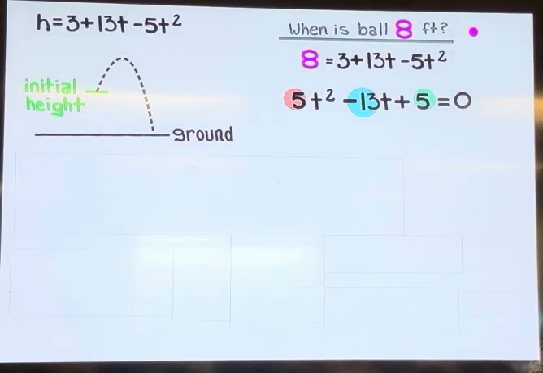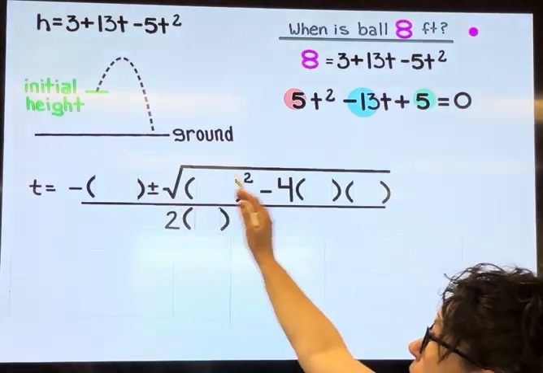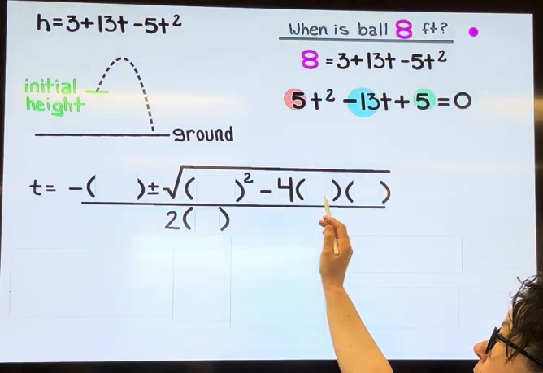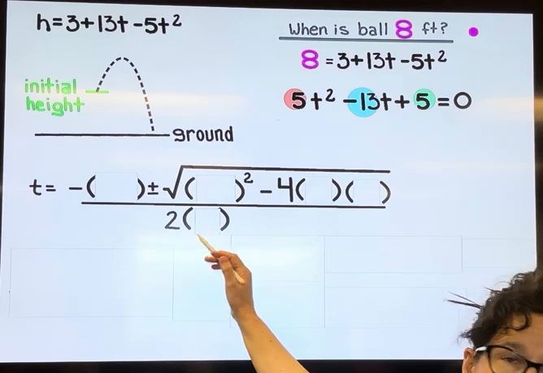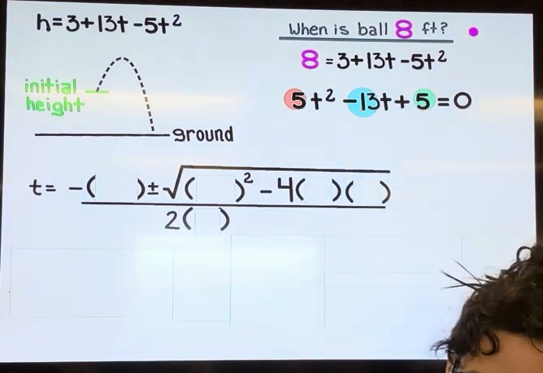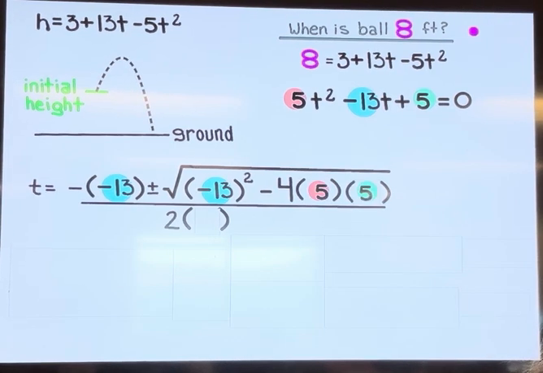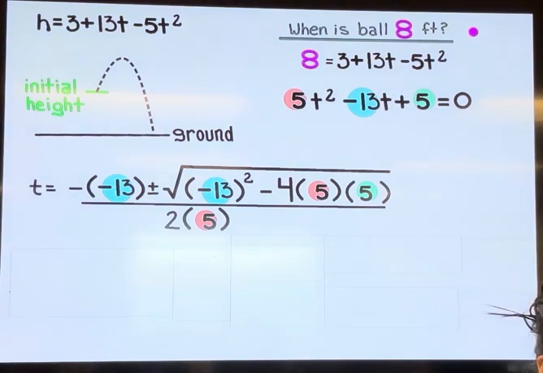We're going to use the quadratic formula. Negative b plus or minus the square root of b squared minus 4ac all over 2a. So my a is 5, b is negative 13, and c is 5. So negative b is negative 13, b squared, negative 13 squared, minus 4 times a, which is 5, c, which is 5, all over 2a, so 2 times 5.